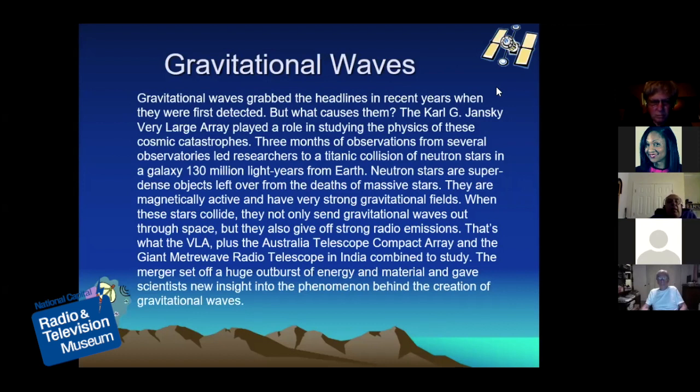That's what the VLA and the Australian Telescope Compact Array and the Giant Metrewave Radio Telescope in India are combined to study from 3 distinct parts of the Earth. And scientists got new insight into the phenomenon behind the creation of gravitational waves, which again is another block to check on our understanding of how the universe works.